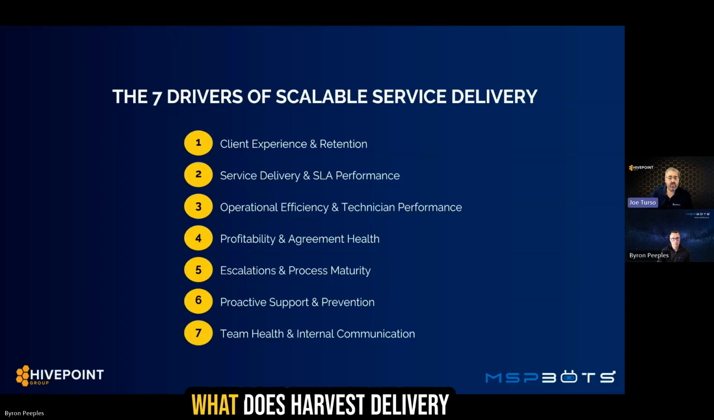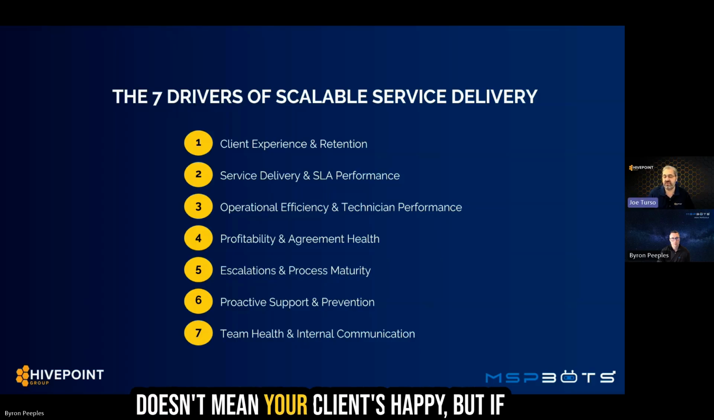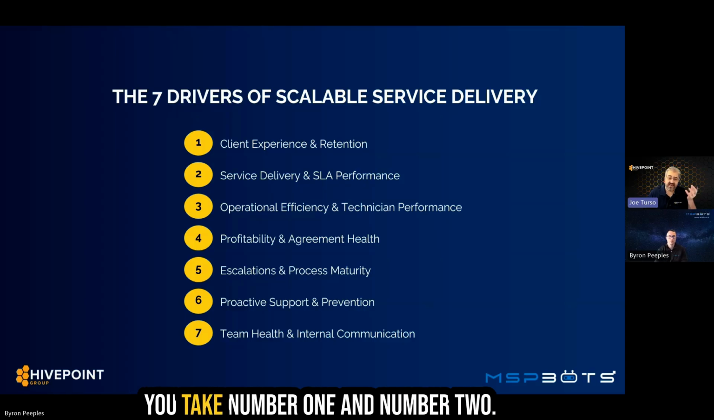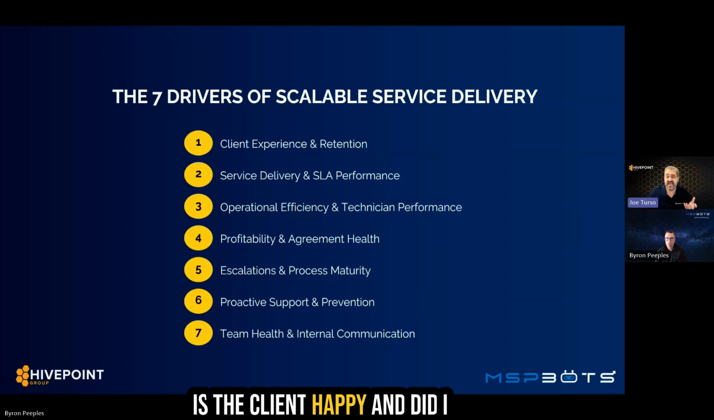All right. What does service delivery and SLA performance get? Again, we always talk about SLA performance, and I'm going to twist this into an XLA, an experience level. Just because you meet your metrics doesn't mean your client's happy. But if you take number one and number two, you've got almost the entire picture. Is the client happy? And did I deliver the service by managing that expectation correctly?